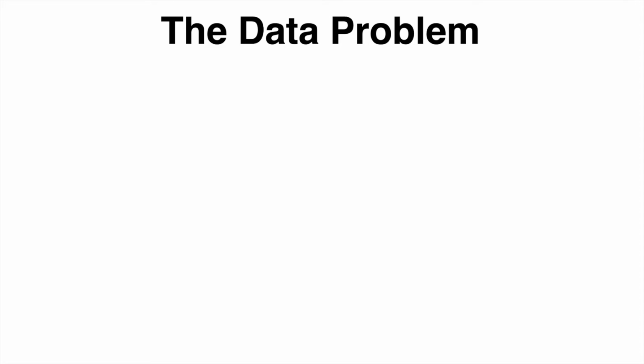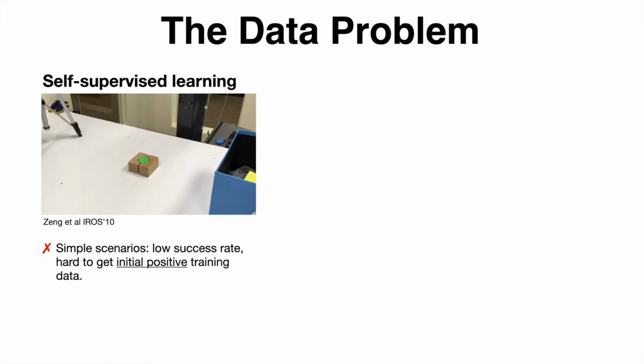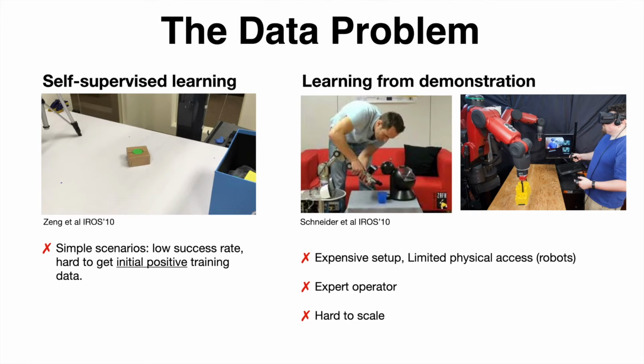So first, let's look at the data problem. Many of today's grasping algorithms choose to use self-supervised learning as a way to easily get training data. The problem with this is that this setup only works for simple scenarios where the system can get positive training data by simple trial and error, and it often struggles with more challenging cases. Learning from demonstration is an easy way to solve this problem, but it requires an expensive setup and an expert operator that knows how to control a robot, which makes it hard to scale up.